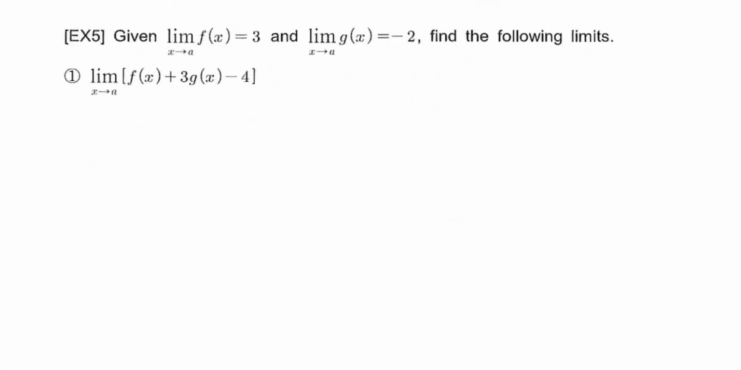Let's move on to example number 5. For example number 5, we're given a few limit statements right here to start. We need to evaluate this particular problem where the limit sign is on the outside, and we need to distribute that limit sign into every single term in the brackets there. So what does that look like?